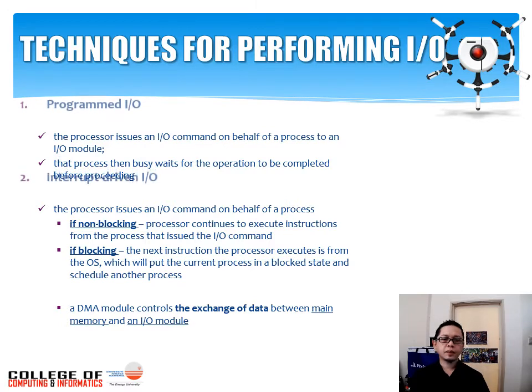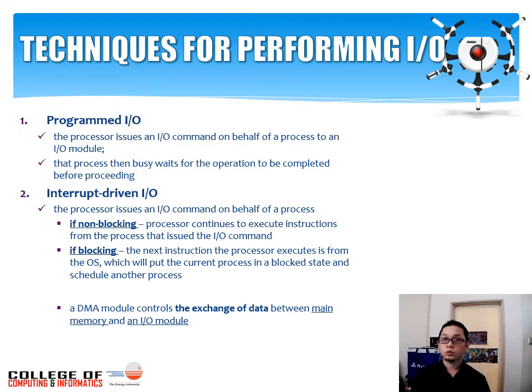So in terms of methods to perform I/O, there are two distinct methods to perform input and output. First of all is the programmed I/O, whereby the processor issues an I/O command on behalf of a process to an I/O module. For example, let's say you are printing from a Word application. So when you click on the print icon, basically that process is requesting the use of the printer, which is an I/O device.